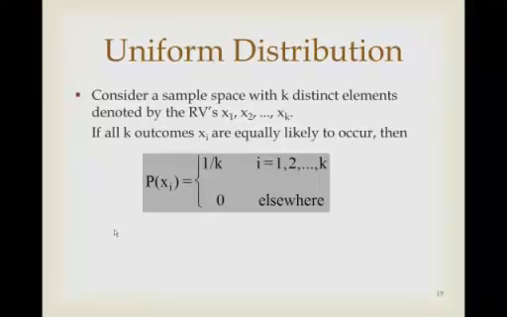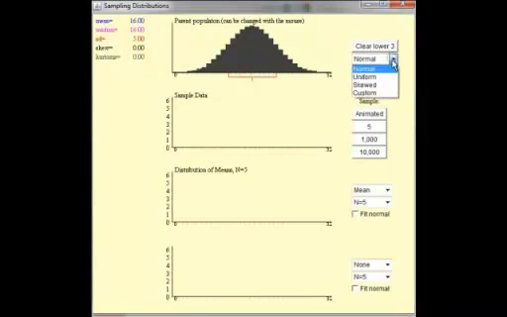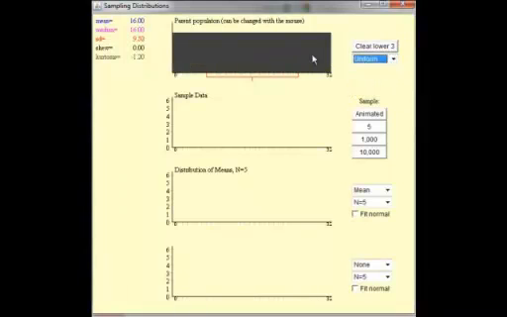Now we're going to the uniform distribution, one of my very favorites. I want to give you a little sense of how the uniform distribution looks. Let's see. Here we go. We're going to get uniform. Boom. Okay, uniform. That means any of these possibilities can happen if I take a sample.